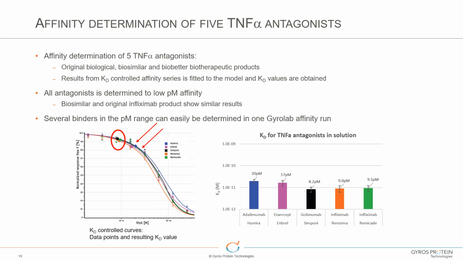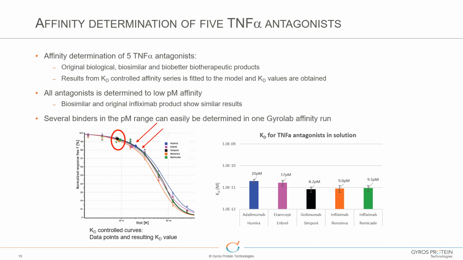So here we've looked at the data. This shows the affinity determination of the 5 TNF-alpha antagonists. We've run all 5 in a single experiment, and then we can calculate a KD. As you can see, we've calculated KD in the low picomolar, from 8 to 20 picomolar.